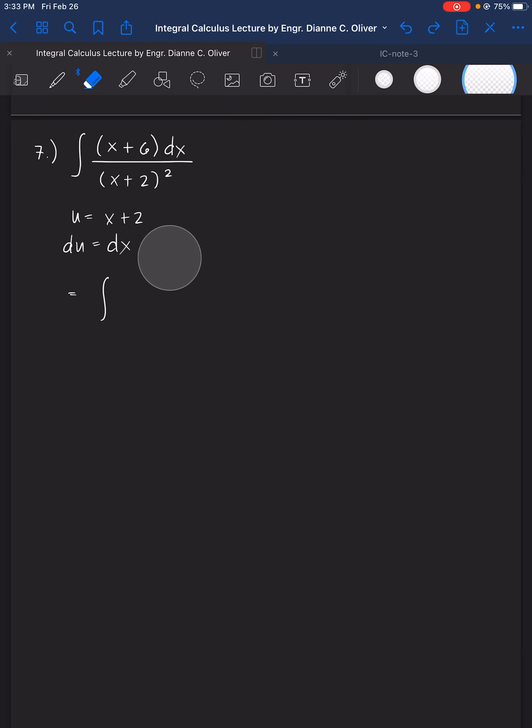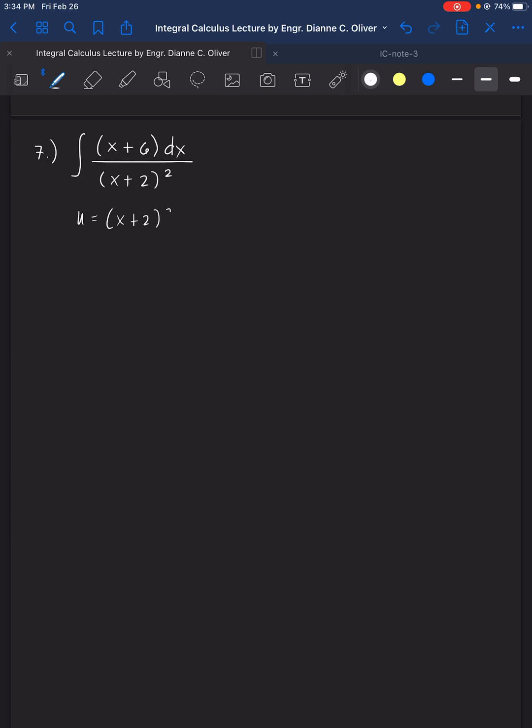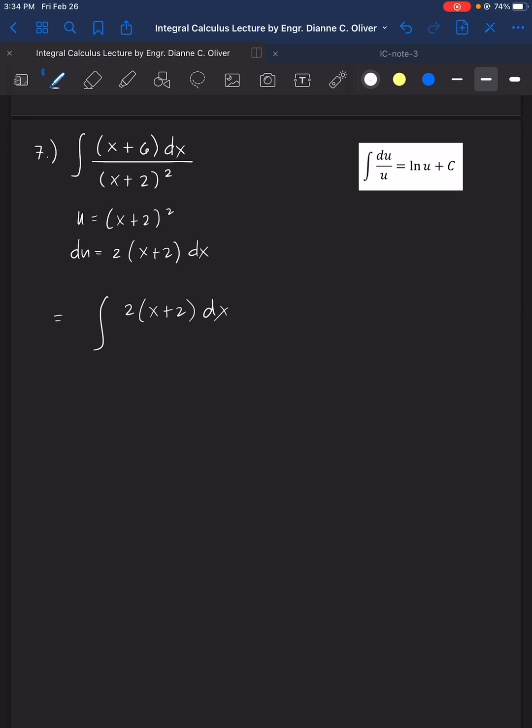So what can we use here? If we use u is equal to x plus 2 squared, therefore du is equal to 2 times x plus 2 dx. Using the pattern for logarithmic, the integral of du, x plus 2 dx, all over x plus 2 squared. So we cannot use this also because x plus 6 is missing. So no, this is wrong.